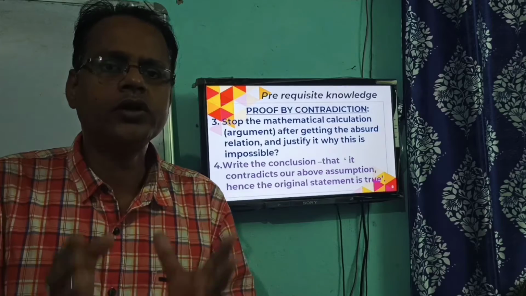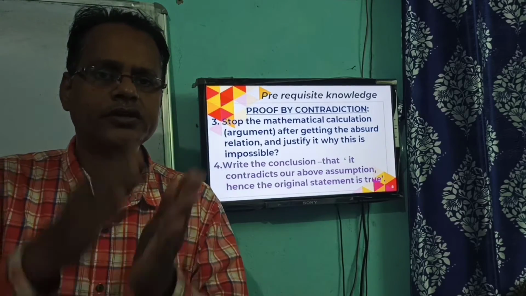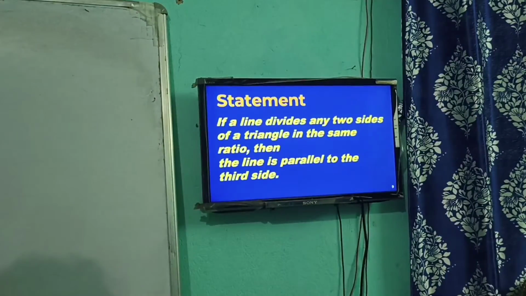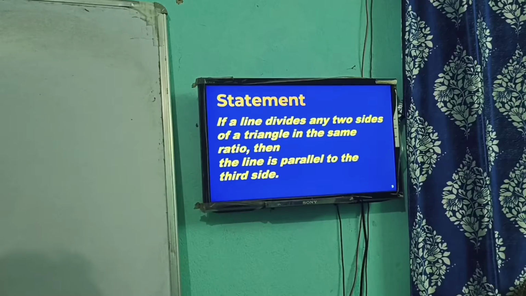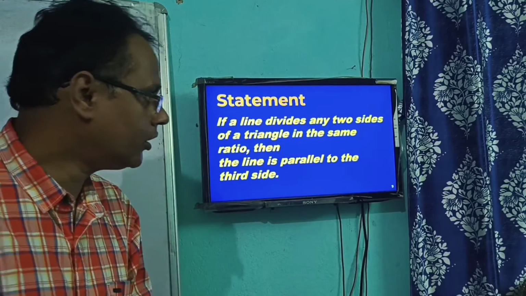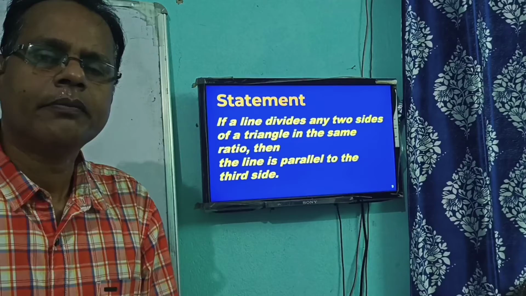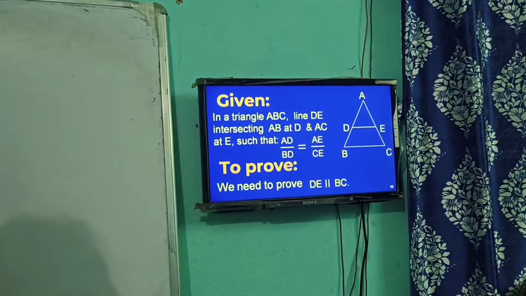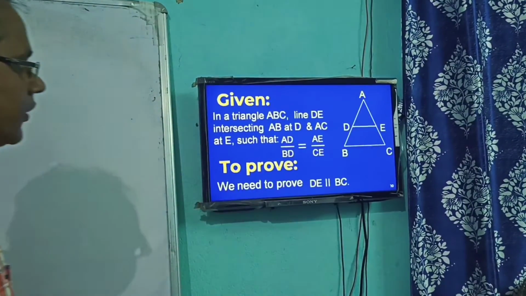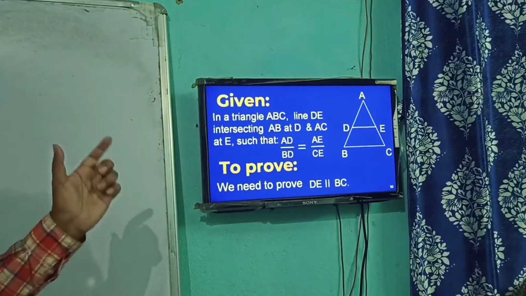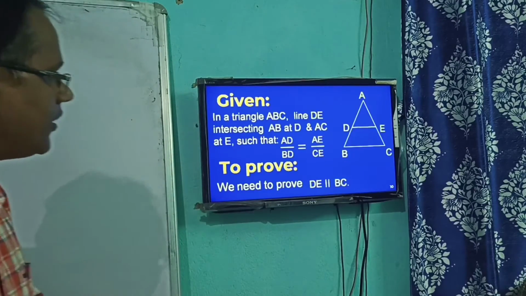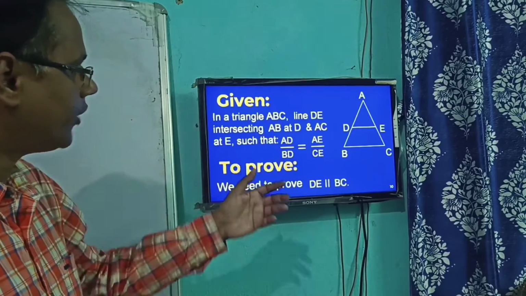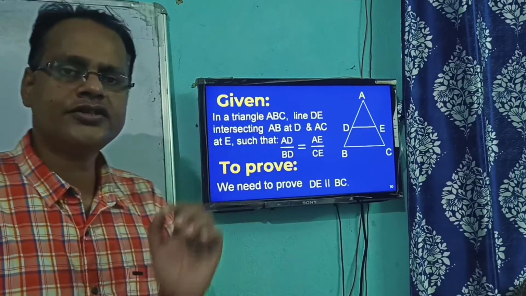Now we will start with the writing part. Start with the statement, then given, then to prove, then the proof part. Now you see, this is the statement we have already discussed. If a line divides any two sides of a triangle in the same ratio, then the line is parallel to the third side. Now, what is given here? In a triangle ABC, line DE intersects AB at D and AC at E, such that the ratio is the same, that is AD by BD is equal to AE by CE.